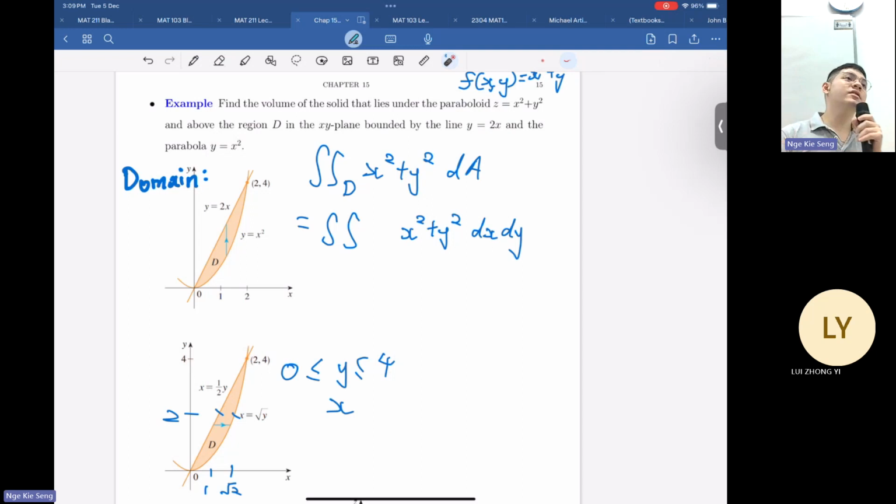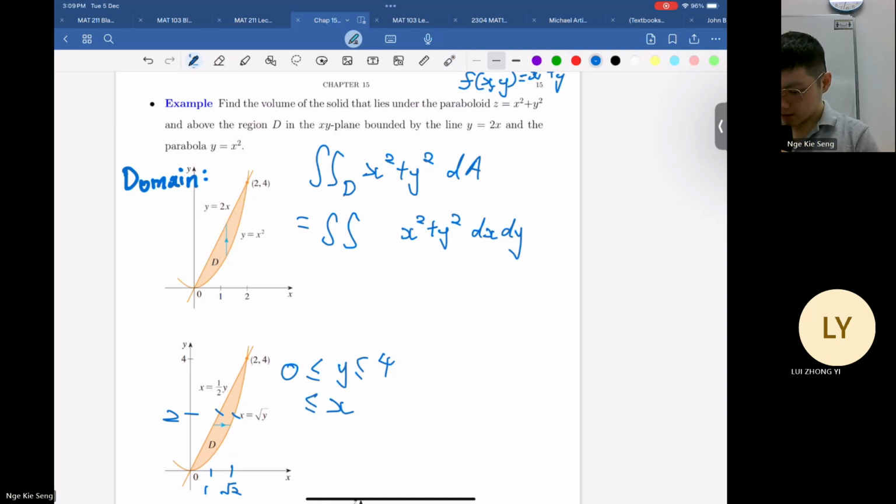So how do we describe this? That means when you change to different y, your x changes. This means x is in terms of y. So you need to find this line in terms of y. Find the lower and upper bound of x in terms of y. So x is bounded below by y over 2, and then bounded above by square root y. So this is your integration domain.